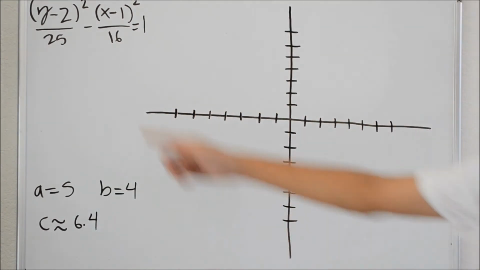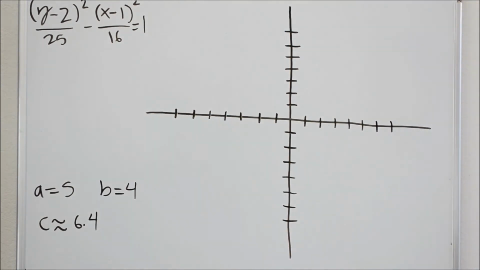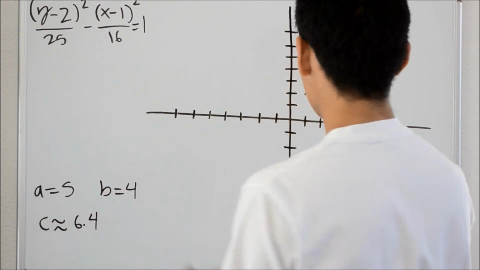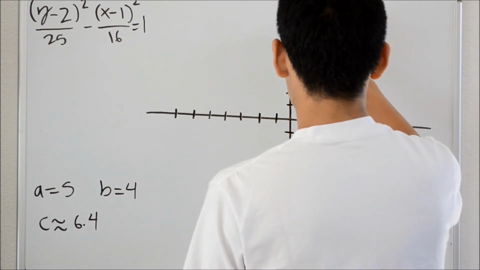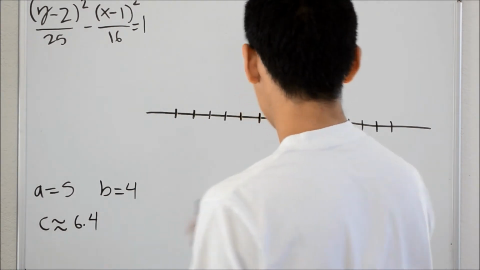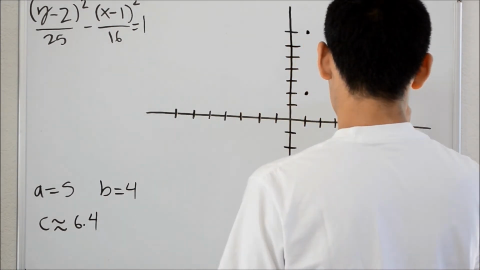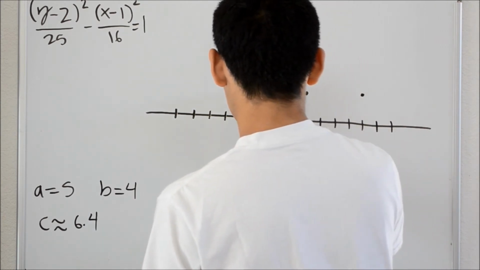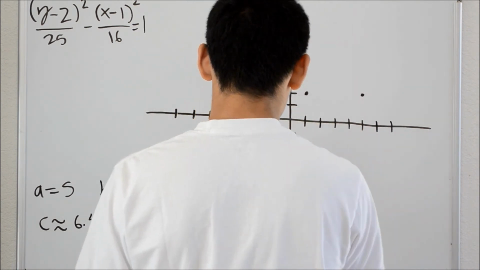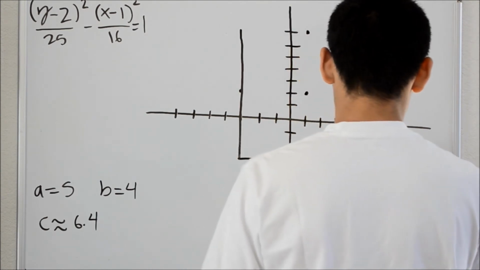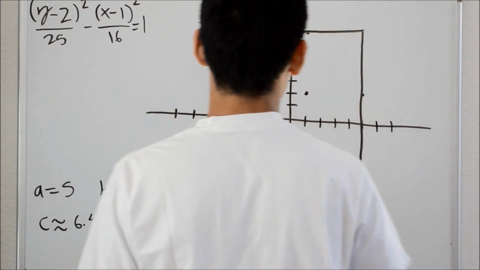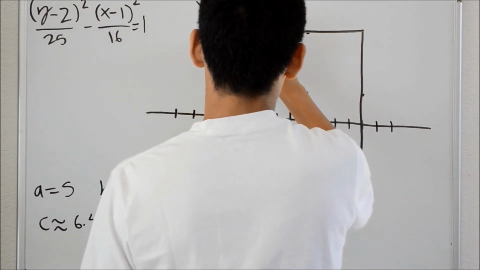Since it's going to be a vertical hyperbola with the center not at 0, I would start by graphing the center, which would equal 1, comma, 2. And then from there, I add the a and the b. The vertical axis would be plus or minus 5, and the horizontal axis would be plus or minus 4. Then I start to draw my box to prepare for the asymptotes. And then I draw my dotted lines to help keep the hyperbola in the right place.